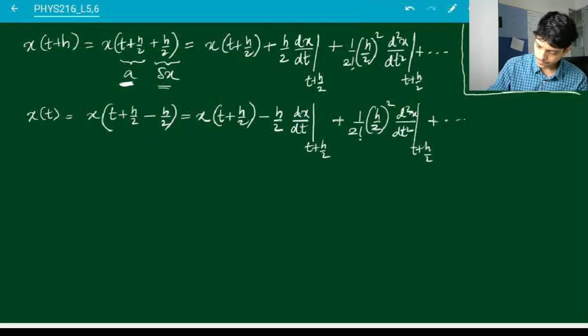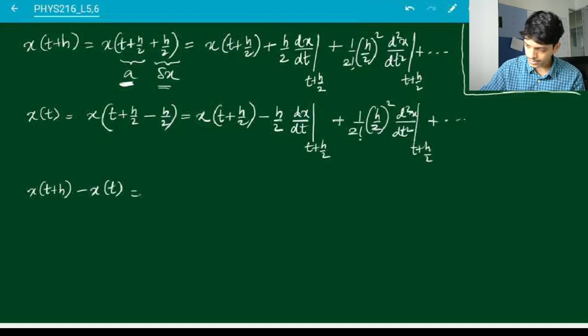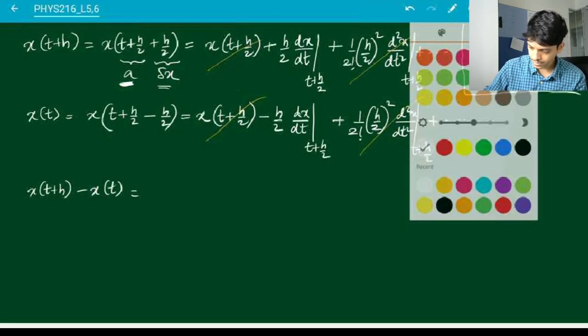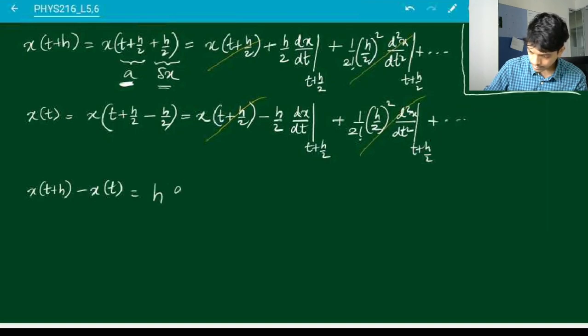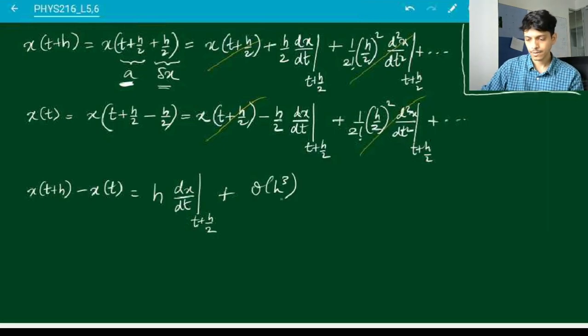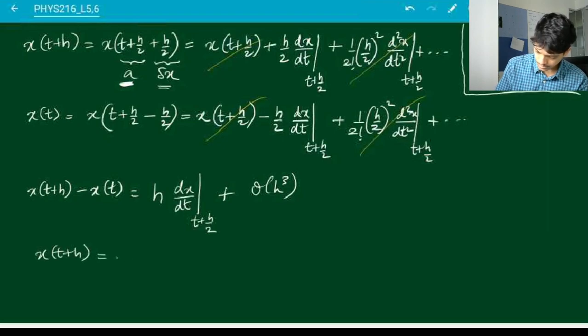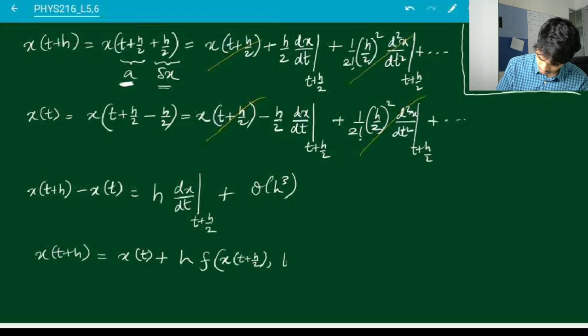Now let's take the difference of these two. So x of t plus h minus x of t. You will notice that the first term cancels out. The third term also cancels out. You're only left with the second term, the fourth term, and so on. So only the even terms will remain. So this becomes h times dx by dt at t plus h by 2 plus order of h cube, or in other words, x of t plus h is x of t plus h times f at x of t plus h by 2, t plus h by 2.